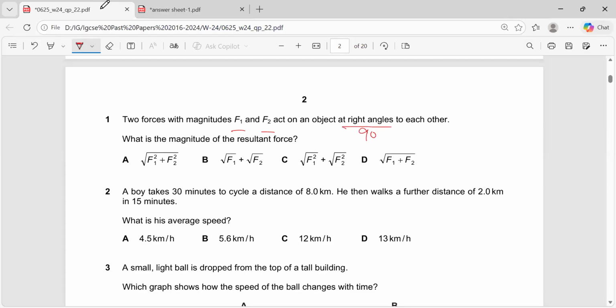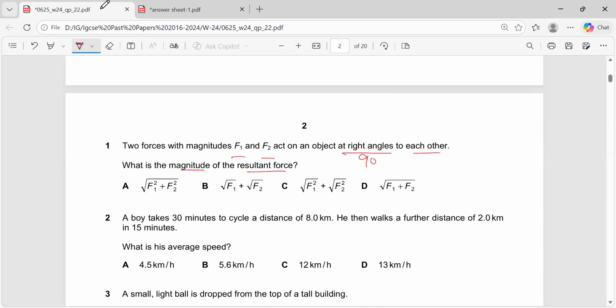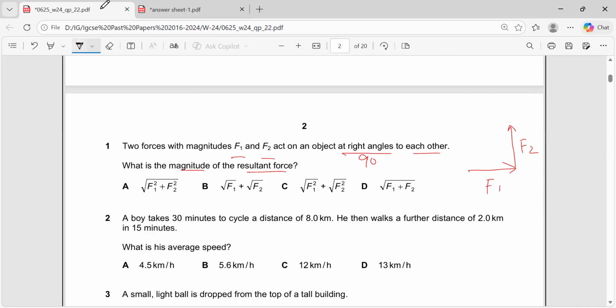Right angles means 90 degrees to each other. What is the magnitude of the resultant force? So they are at right angles. How can we get the resultant if two forces are at right angles? Simply we can use the Pythagoras theorem, or even the head to tail rule. This is F1, and this force is F2. We get the resultant by going from the starting point to the final point. That is the resultant force for both of them. So this is a right angled triangle, and Pythagoras theorem will be the perfect one here.